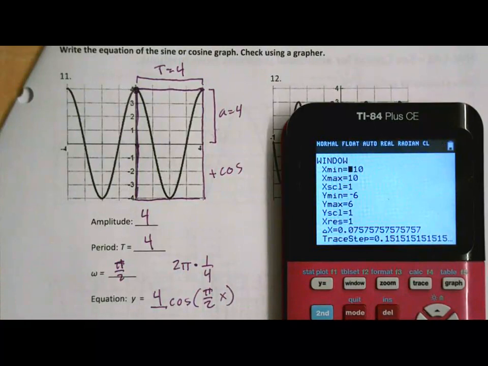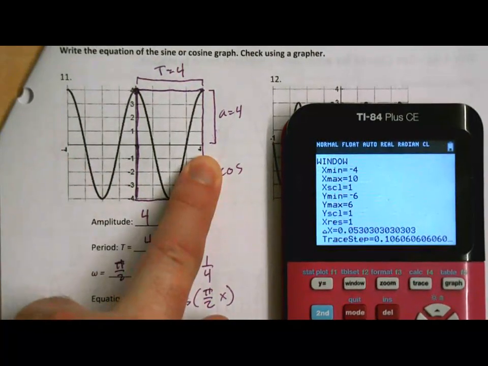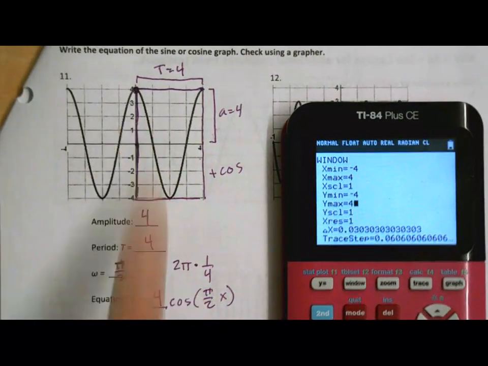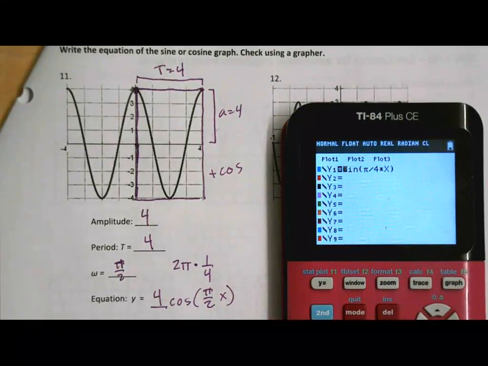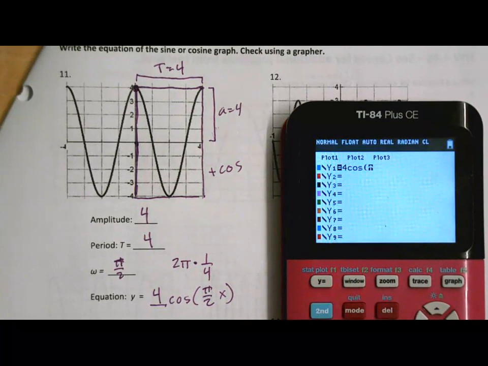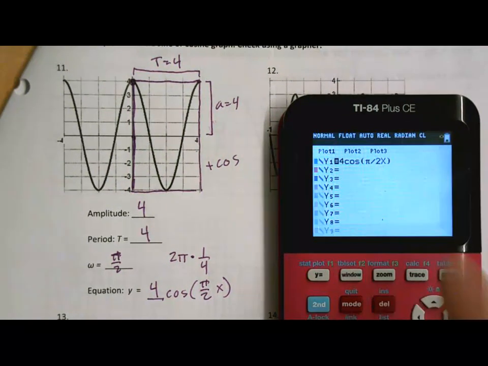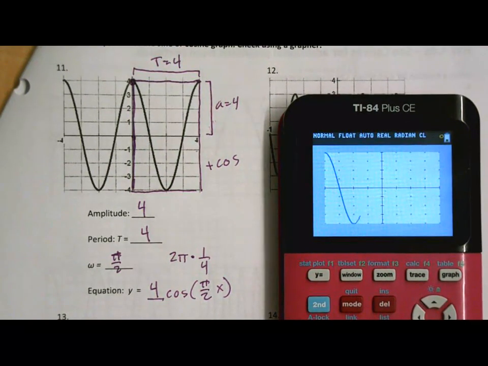We got some questions. Go ahead. Okay. Setting up my window, it goes from -4 to +4 in the x direction and the y direction, it also goes from -4 to +4. Going to y equals, and I think that my equation is 4 cosine pi over 2 x. And I am now feeling very confident that that's correct. Okay, questions, anyone?